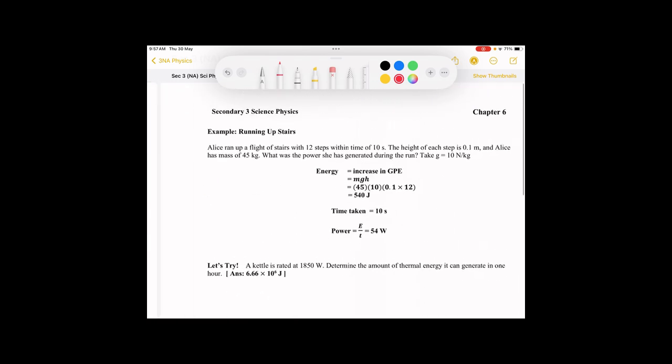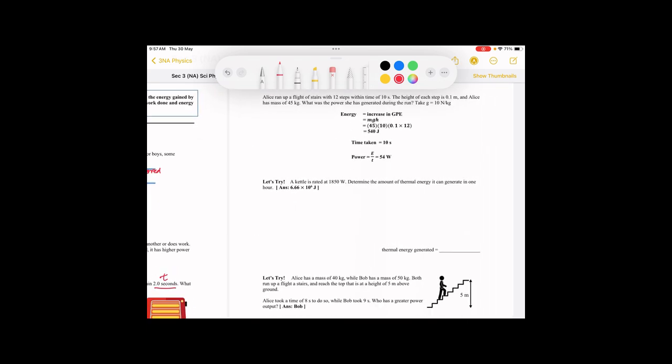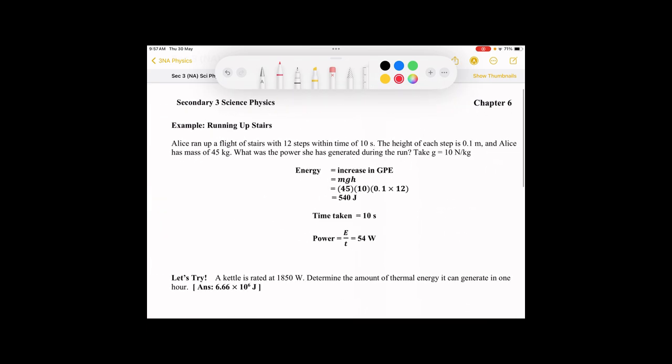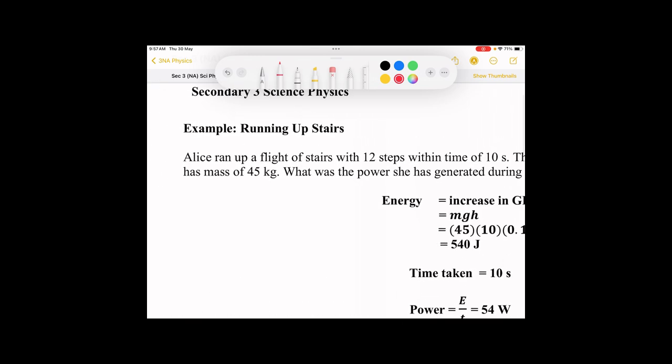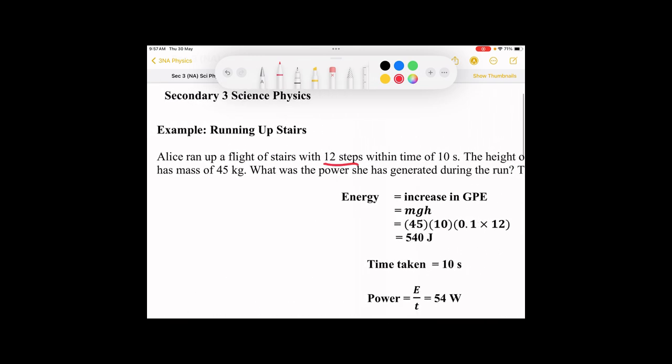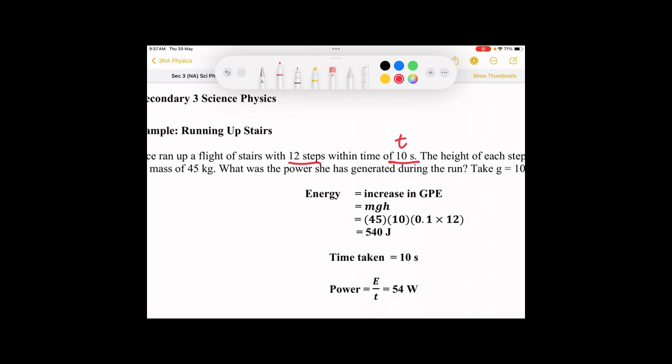In the next scenario, we look at energy output. Okay, so also energy, it can also be seen as work done, but okay, we talk about that later. So let's read the question first. Alice ran up a flight of stairs of 12 steps within a time of 10 seconds. So this is the T. The height is still unknown as of now because we only know there's 12 steps.